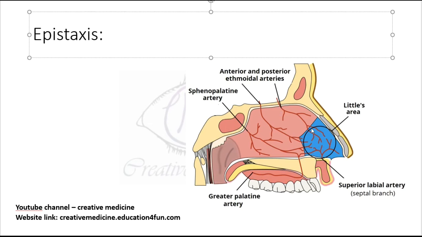What are the arteries? They are the anterior ethmoidal artery, the sphenopalatine artery, which is also called the artery of epistaxis, the septal branch of the greater palatine artery, and the septal branch of the superior labial artery. That is the Little's plexus.